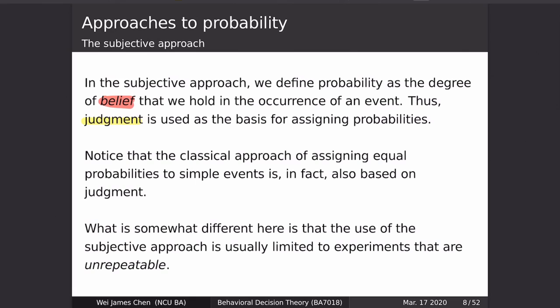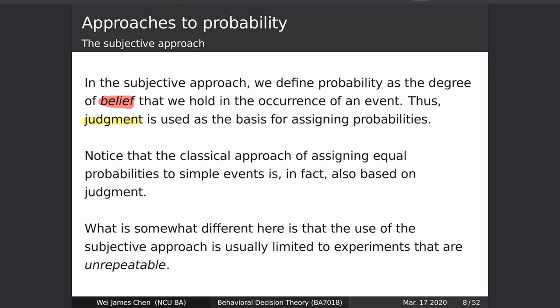But notice that the classic approach also has some sort of judgment, because that's how we judge the occurrence of an event. It's actually an underlying or hidden assumption there. Okay?